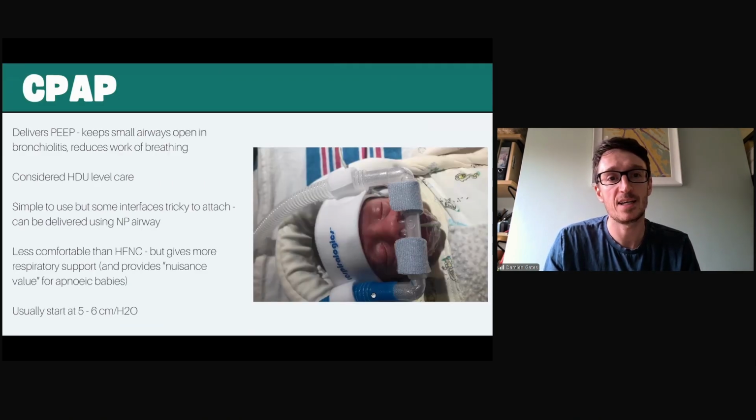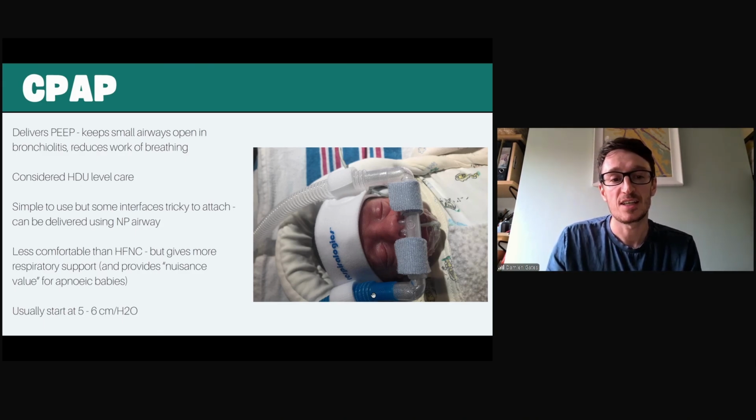That delivers PEEP, keeps those smaller airways open, and reduces the work of breathing for the baby. This is usually considered HDU level care, and pediatric wards may not do this. When I worked in Scotland, there were some wards who had HDU settings who would initiate CPAP for small babies, and that was very useful. It is simple to use, but some interfaces can be tricky to attach. However, it can be delivered using the nasopharyngeal airway. It is less comfortable than high flow for babies, but it gives more respiratory support. And for those smaller apneic babies, it also gives them some nuisance value, i.e. it stops them from stopping their breathing. And you usually start at a PEEP of 5 to 6 centimeters of water.